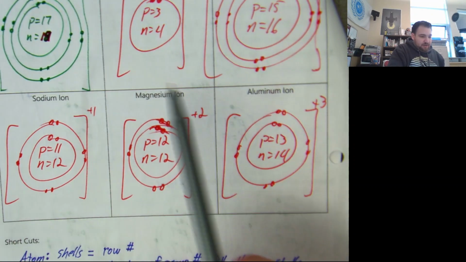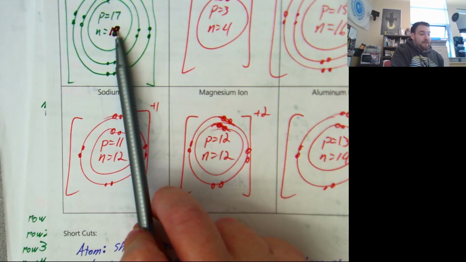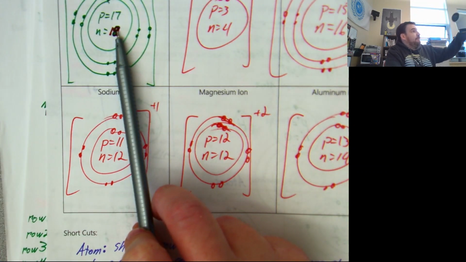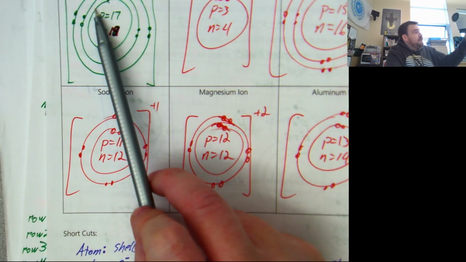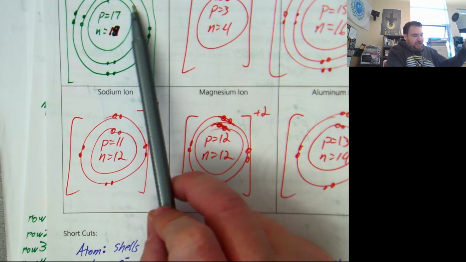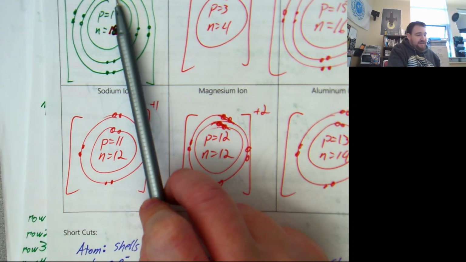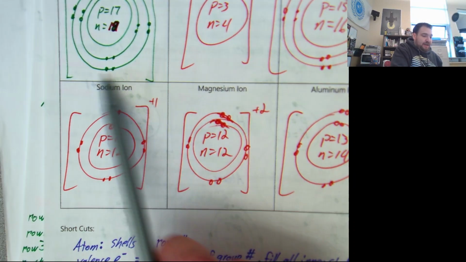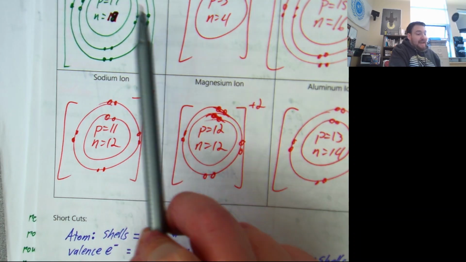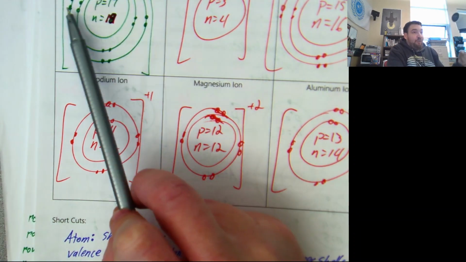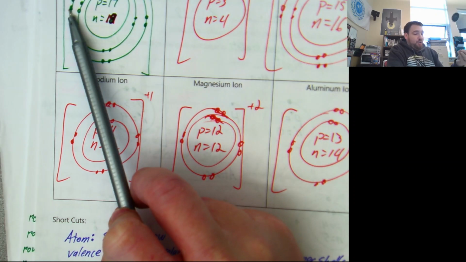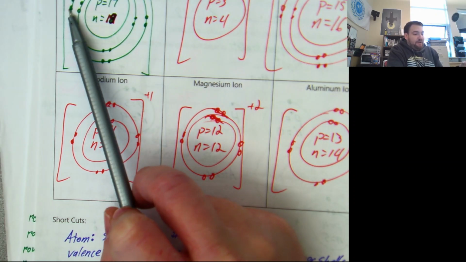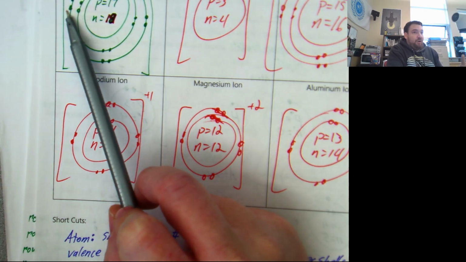Let's look at chlorine here. If I'm trying to draw the atom, chlorine is in row 3, so it's going to have 3 shells. It's in column 17, so it's going to have 7 in the outside shell. Then chlorine becomes -1 by grabbing another electron in. So chlorine could fill itself by just getting one more electron.